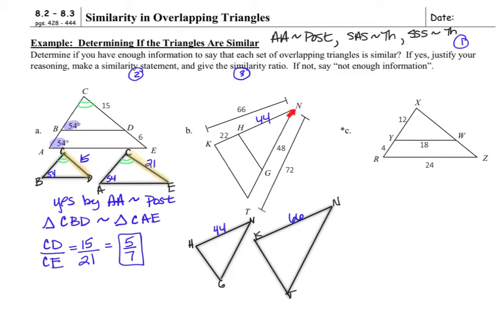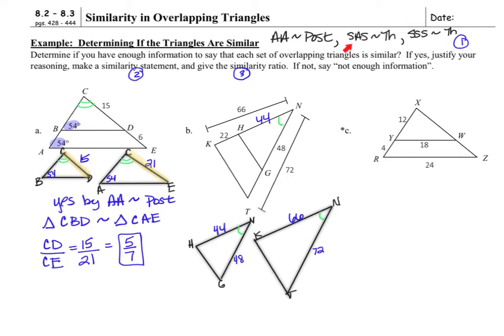Next, I know the length from N to G is 48, so that's going to be this side here. I know that the length from N to T is 72, so that's going to be this length here. These triangles overlap and share angle N. So I know that angle N is congruent to angle N. So it looks like I have a side, an angle, and a side: side-angle-side.